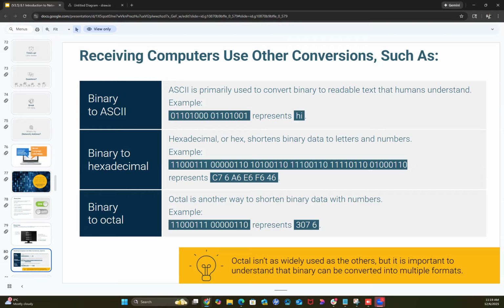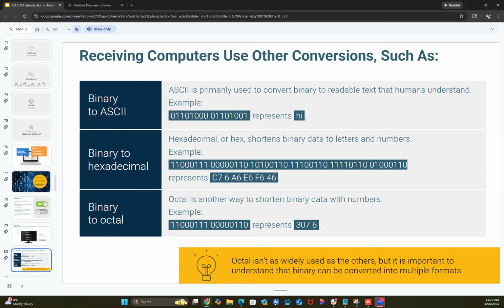And binary to hexadecimal. So hexadecimal, or hex, shortens binary data to letters and numbers. Before we discuss this, ASCII is only letters and decimal is only numbers, but hexa is numbers plus letters. So how to convert to hexadecimal? We just write down 1, 1, 0, 0, 0, 1, 1 and it is converted. Hexadecimal is C7, 6, A6, C, E6.